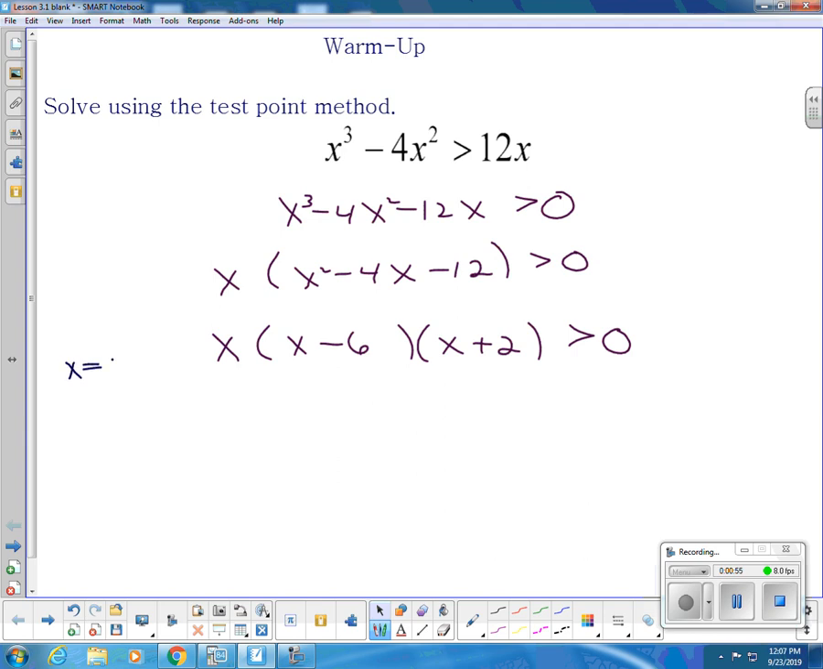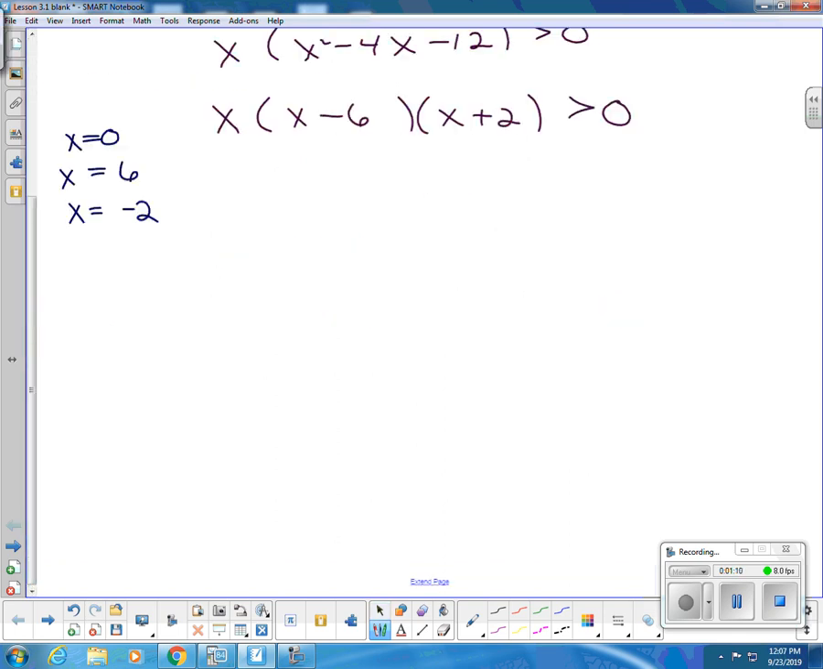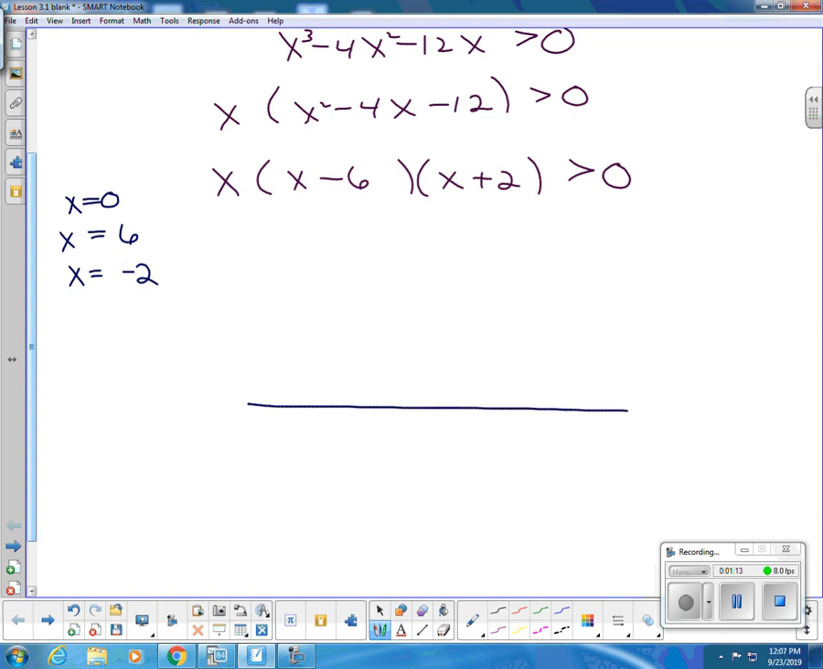So you're going to take each one of these and set it equal to 0. So if x is set equal to 0, it's 0. x minus 6 set equal to 0 gives me 6. And then x plus 2 gives me -2. So those are our x-intercepts, yes? So we're going to draw a little x-axis here and place those on it.